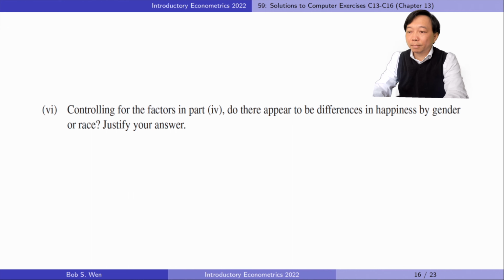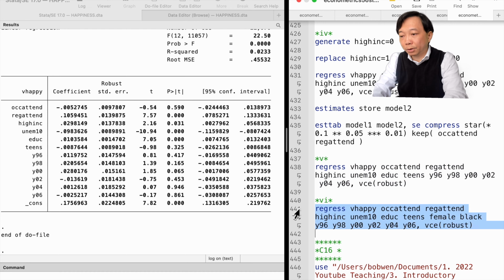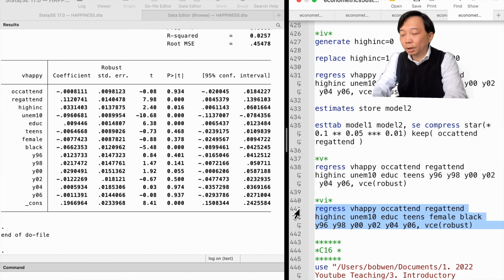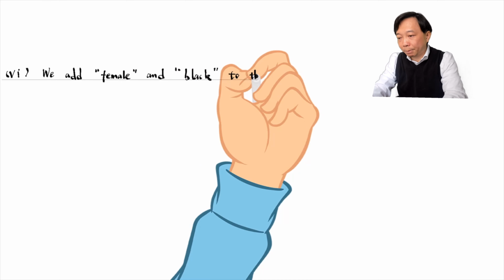In the last part, controlling for the factors in part 4, do there appear to be differences in happiness by gender or race? Justify your answer. We can add gender and race variables to the model and find the significance. In this case, we add the female and the black dummy variables. From the t-statistics, we find that happiness does not differ by gender, but it significantly differs between black and non-black people.